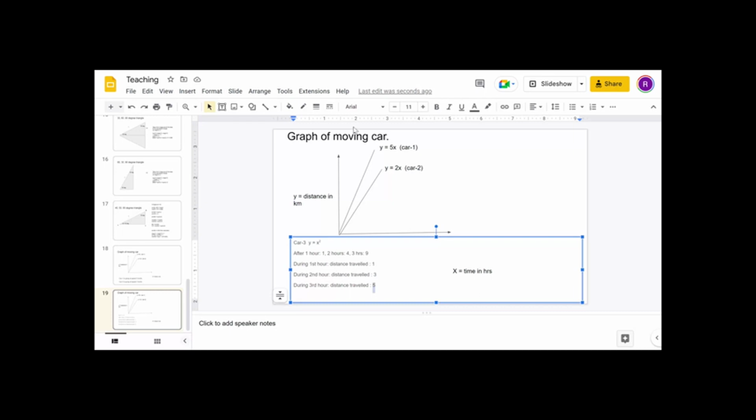Now, tell me how will the plot look? If I draw this graph, how will it look? Will it look like a straight line like this? No, it's a curve. What kind of curve will it be? Can you tell me how the curve will look? Can someone tell how the curve will look?